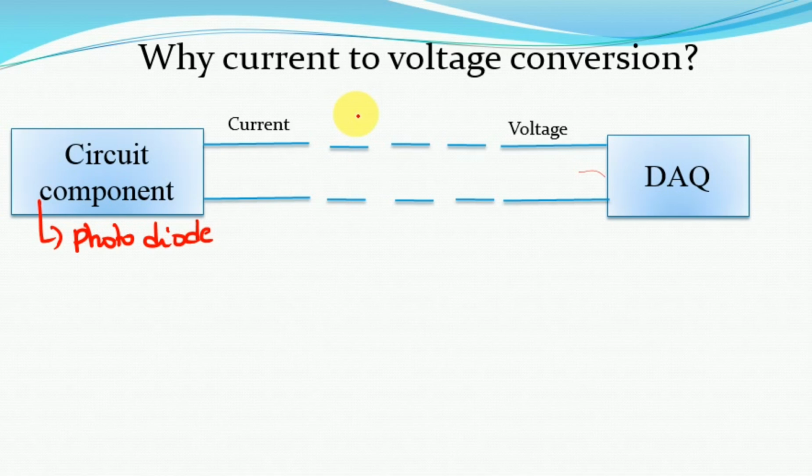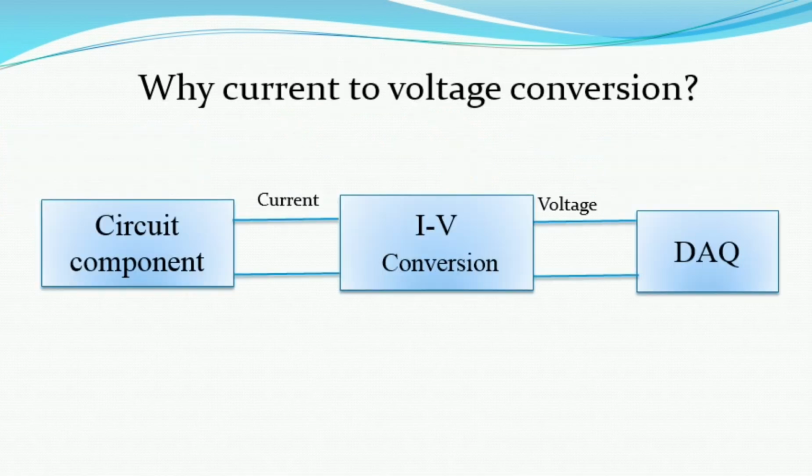So in order to store this current value in the data acquisition system, we need to convert this current signal to a voltage signal. For this type of application, we are using the I2V converter. So in between the photodiode component and the storage element, we are using the I2V converter circuit in order to change the current value in terms of voltage. This is one of the practical applications of using the I2V converter.